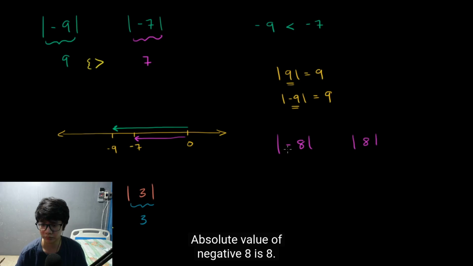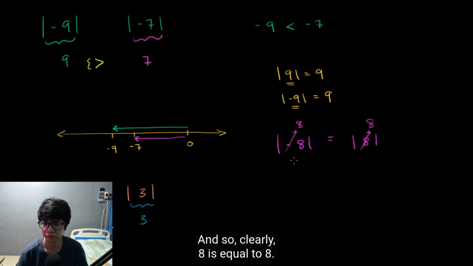Absolute value of -8 is 8. Absolute value of 8 is 8. And so clearly 8 is equal to 8. Let me do a couple of more examples.